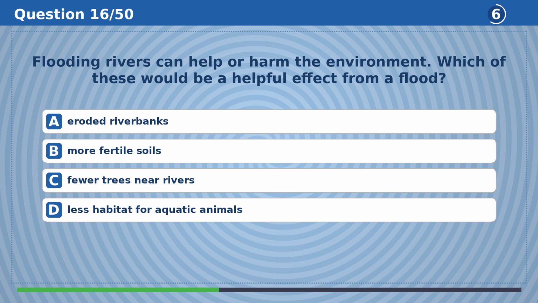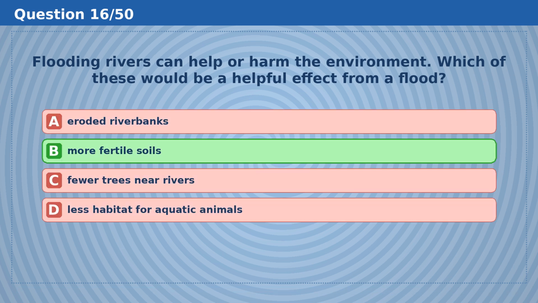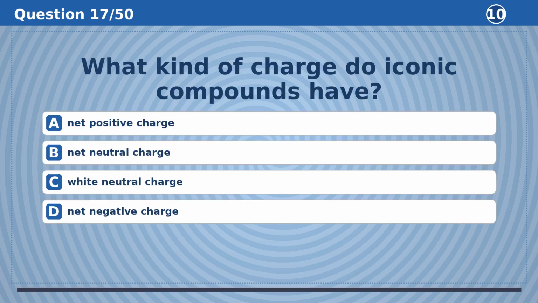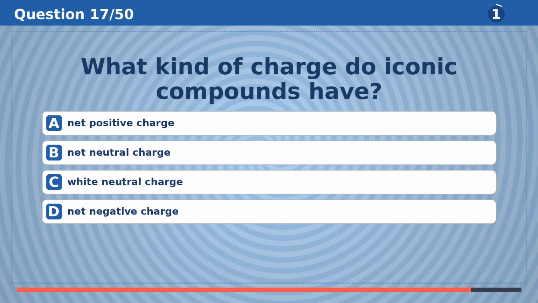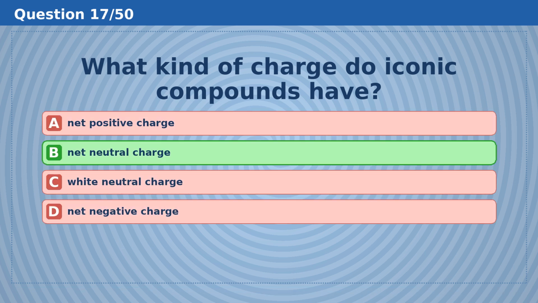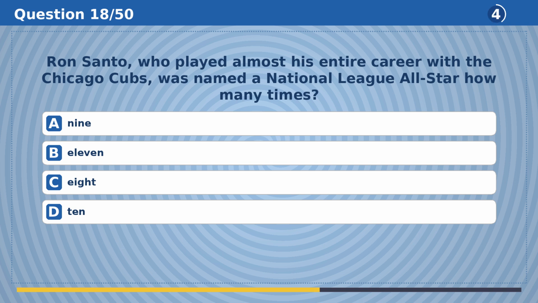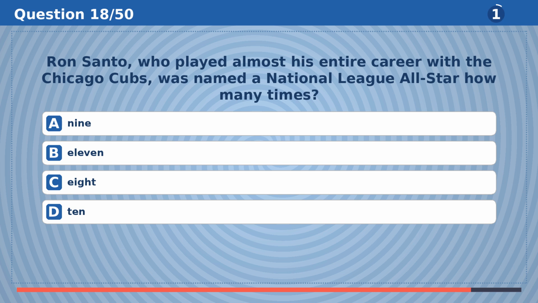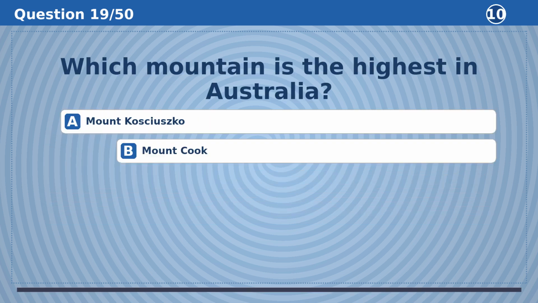Flooding rivers can help or harm the environment. Which of these would be a helpful effect from a flood? The answer is B, more fertile soils. What kind of charge do ionic compounds have? The answer is B, net neutral charge. Ron Santo, who played almost his entire career with the Chicago Cubs, was named a National League All-Star how many times? The answer is A, 9.